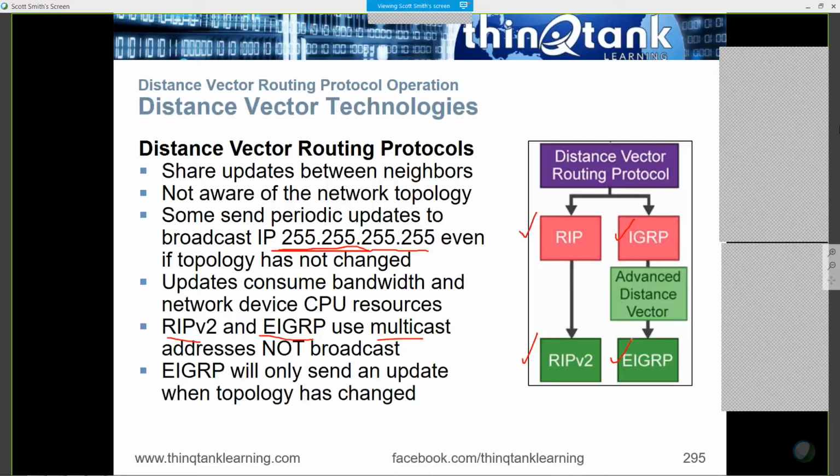Here's another fundamental problem to RIP though. RIP sends out updates on a periodic basis. When should a routing protocol send out a routing update?